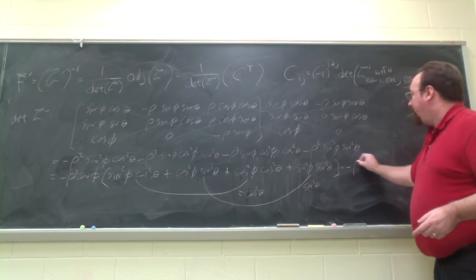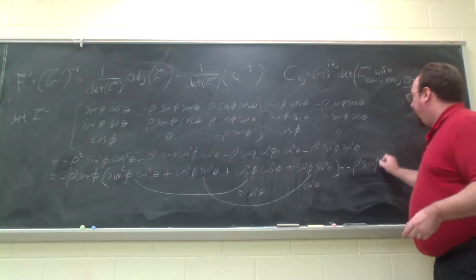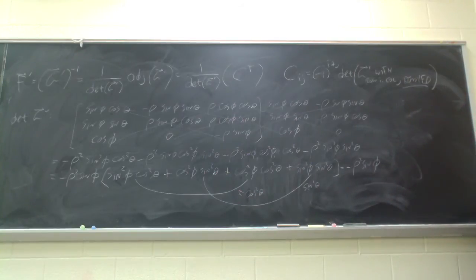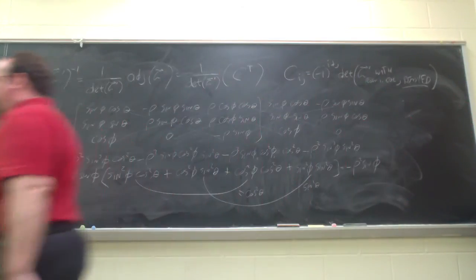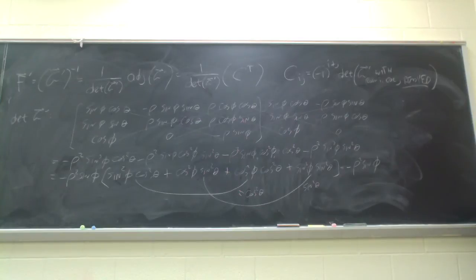And you get minus rho squared sine phi, which you may recognize from when you're doing an integral in spherical coordinates. That's the extra factor you have to put in as a Jacobian for a change of variables in spherical coordinates, just like r is what you have for polar or cylindrical coordinates. Okay. So questions about the determinant of that mess?